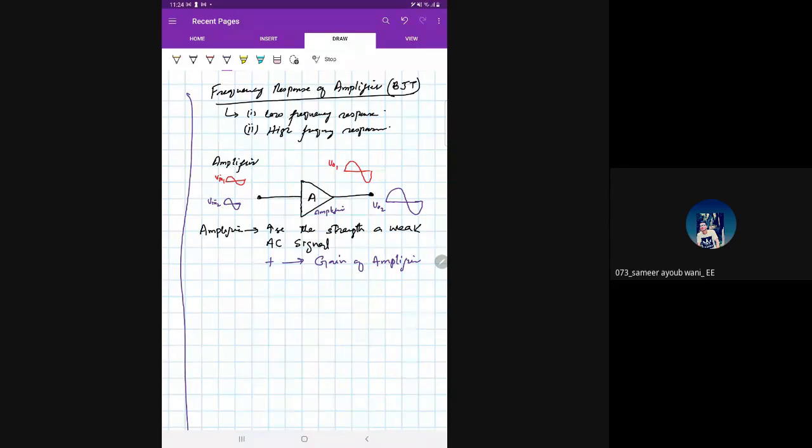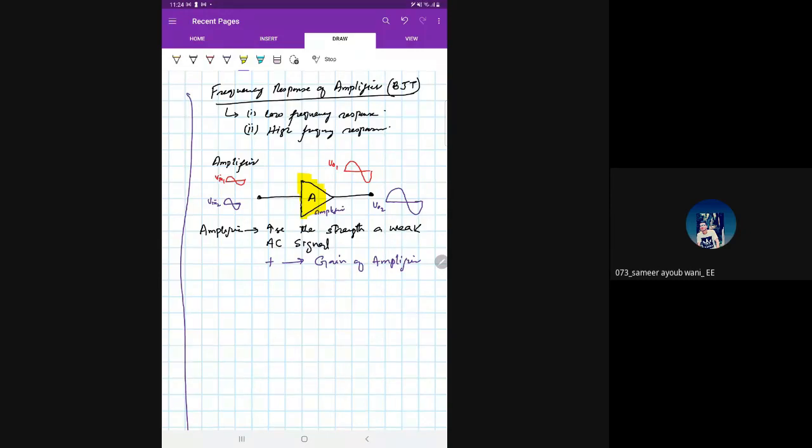I have drawn a basic amplifier here. This yellow one is the block representation of an amplifier. This amplifier could be a BJT, or a FET, or a MOSFET. Whatever it could be, in general I am showing a block representation of an amplifier. I have not discussed what it is, but obviously in our discussion, it would be a BJT.